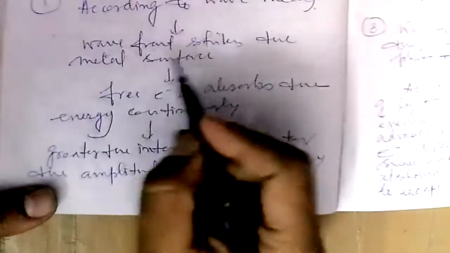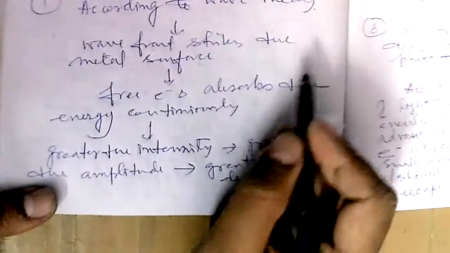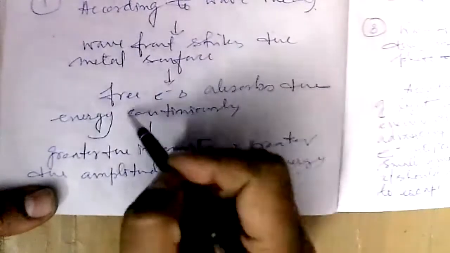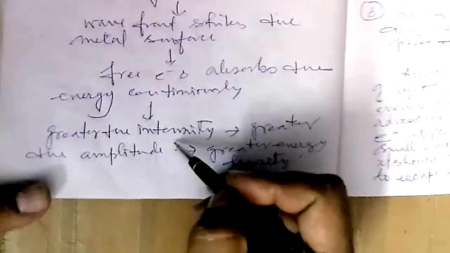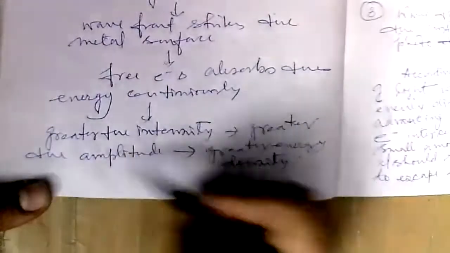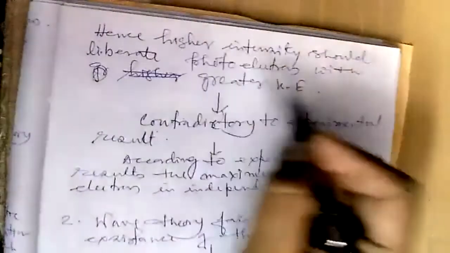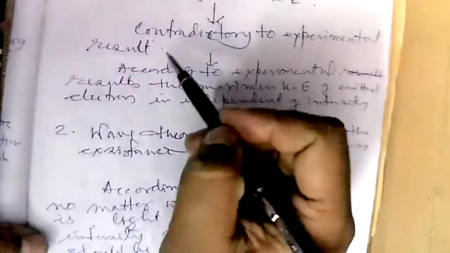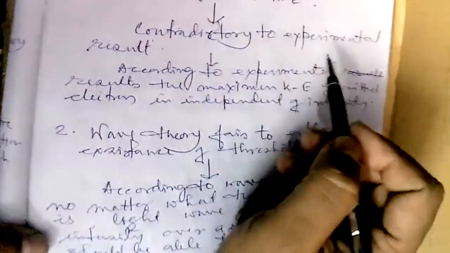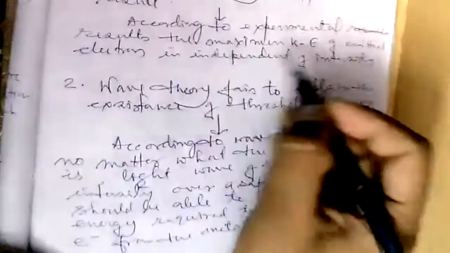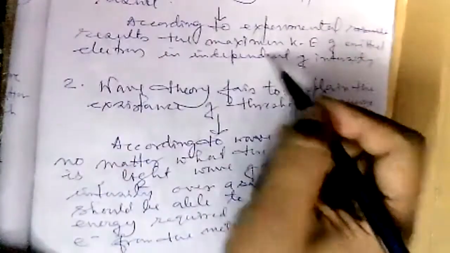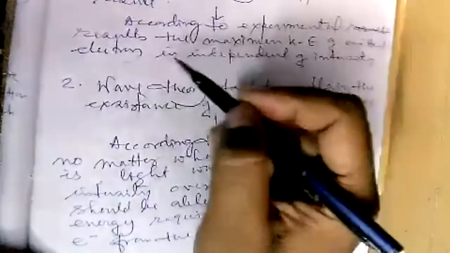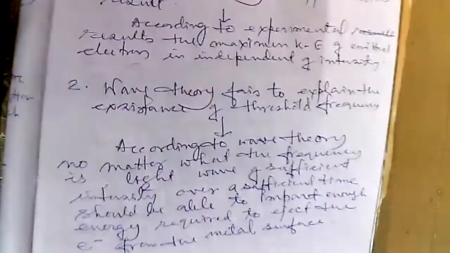According to wave theory, the wavefront strikes the metal surface. The free electron absorbs the energy continuously. The greater the intensity, the greater the amplitude, the greater the energy density. Hence, higher intensity should liberate photoelectrons with greater kinetic energy. But a contradictory experimental result has been obtained. According to the experimental result, the maximum kinetic energy per emitted electron is independent of intensity.